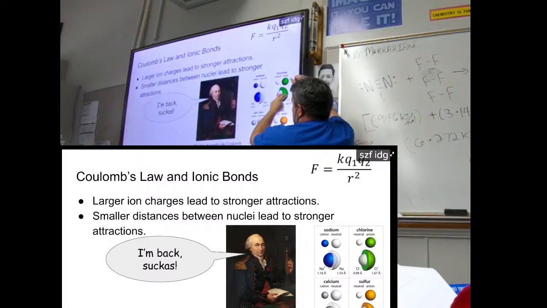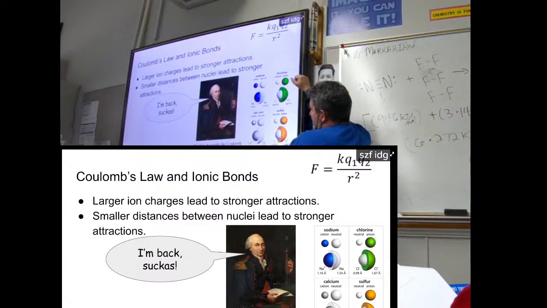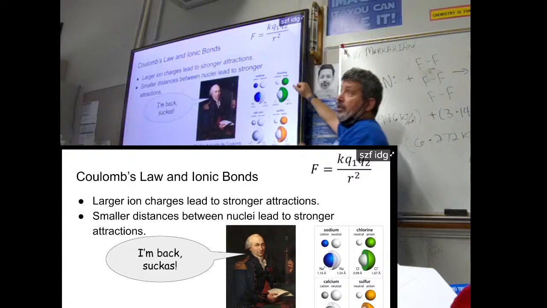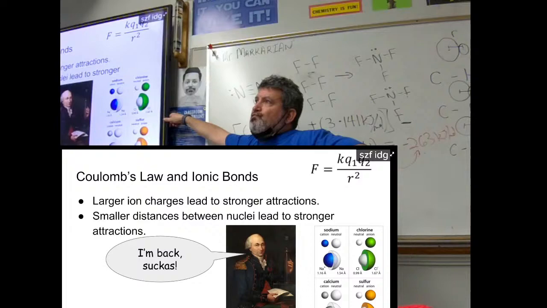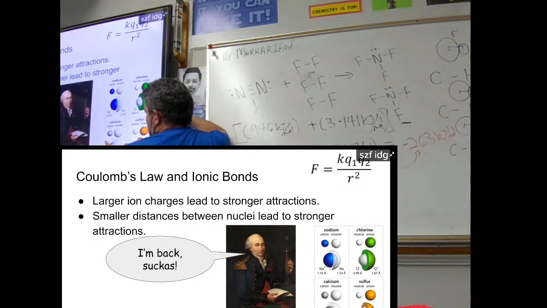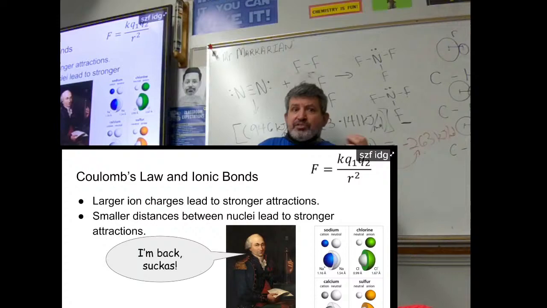If I look at calcium with sulfur, now sulfide, notice the distances are slightly bigger. The calcium ion is a little bit smaller than the sodium. I don't know why that's actually the case. It should be a little bit bigger. That's weird. But you'll get the idea that as you get bigger ions together, they're not as attracted to each other. Now, you might say, who cares?